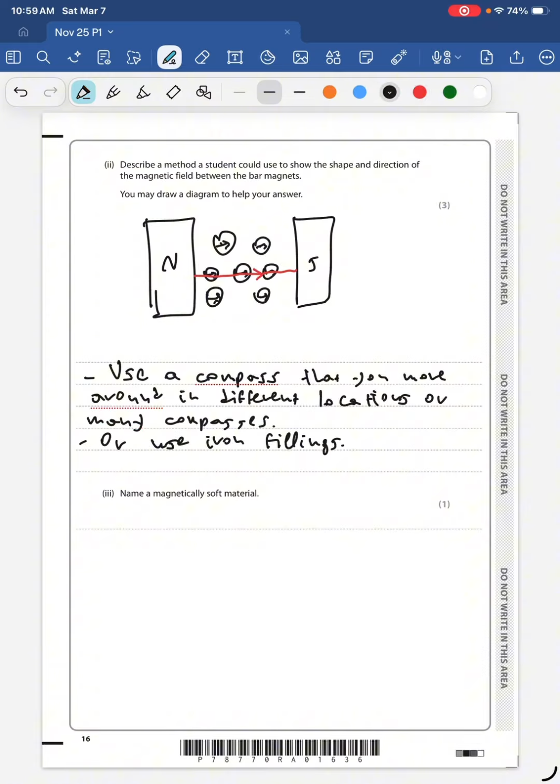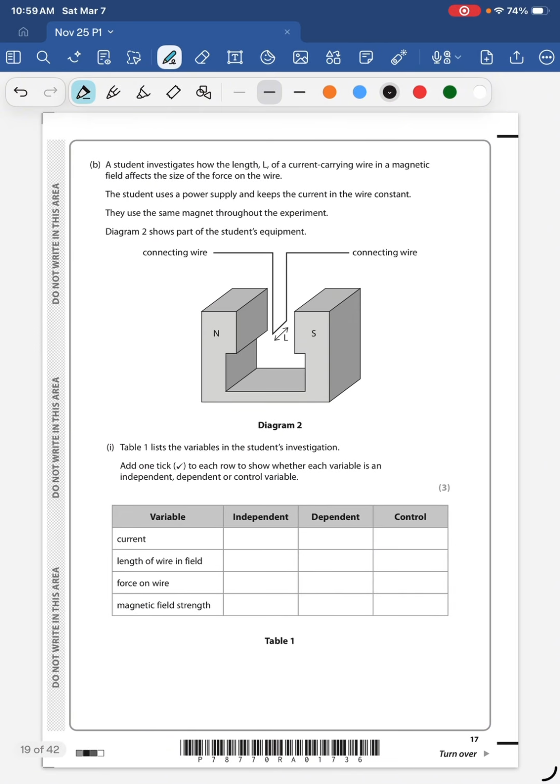Name a magnetically soft material. That would be iron, cobalt, my favorite. I can't think of anything else. So let's move on to part B.